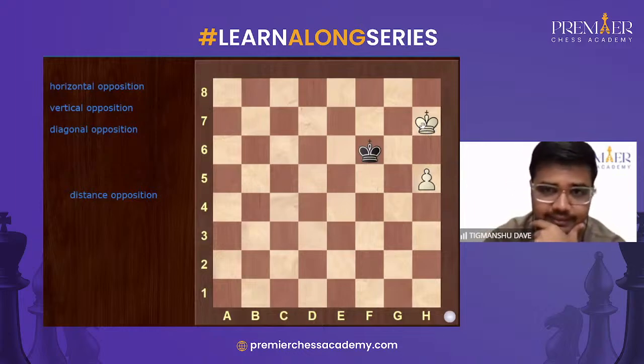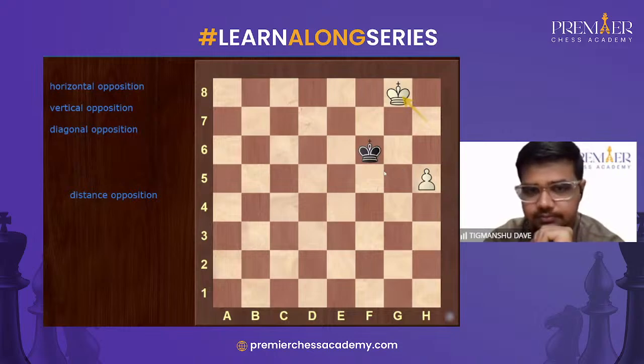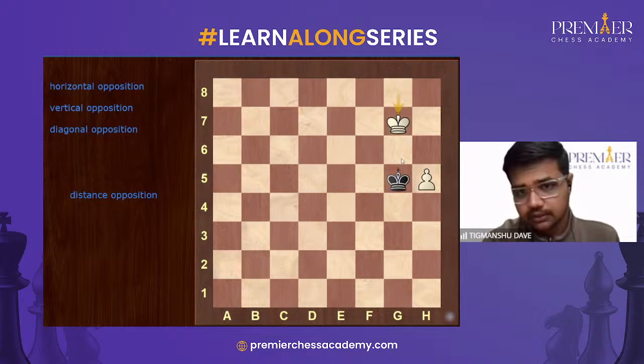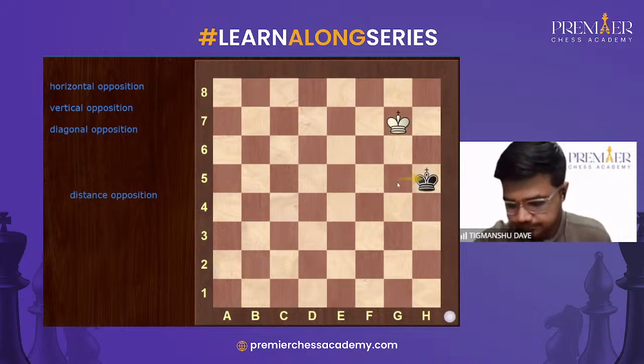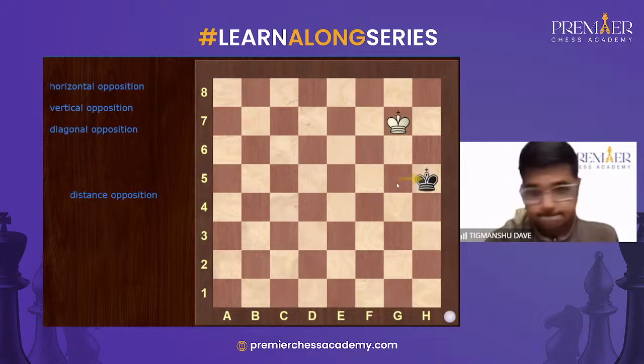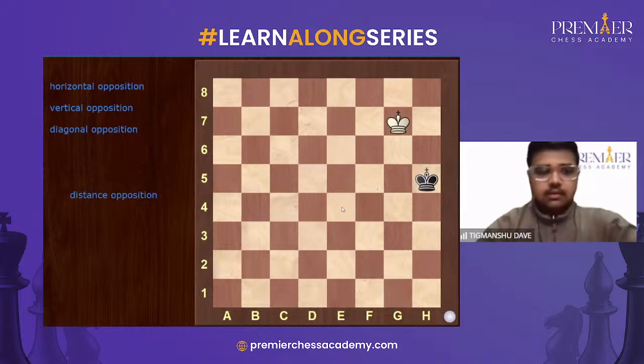If white is playing king g8, then again it is a draw, because the black king will just simply attack the pawn on h5 and will capture it next. Okay, moving to the next position.